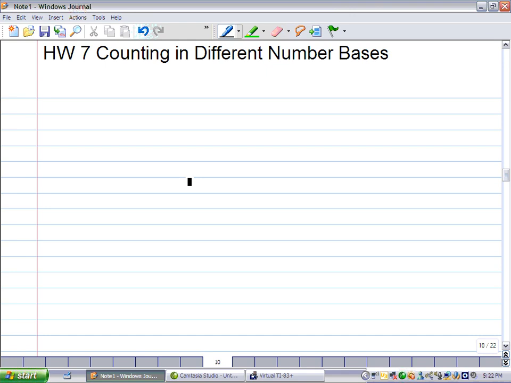In homework 7, we will be looking at different number bases. And in this first segment of homework 7, we will look at how to count in different number bases.